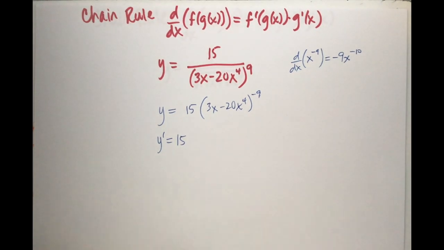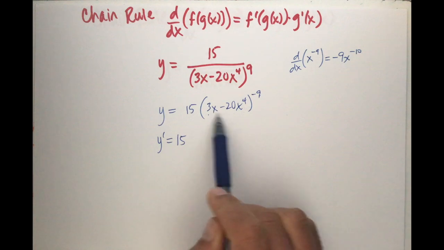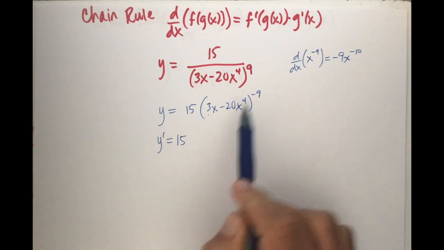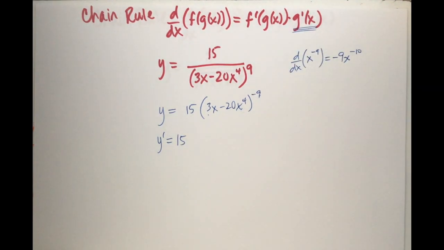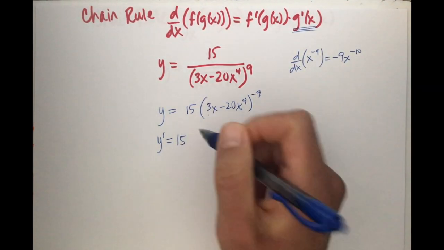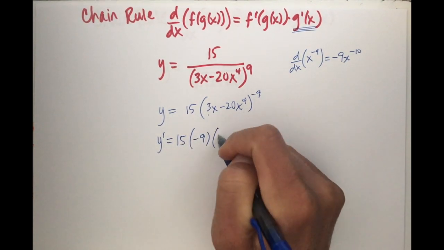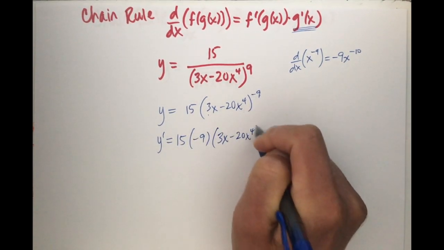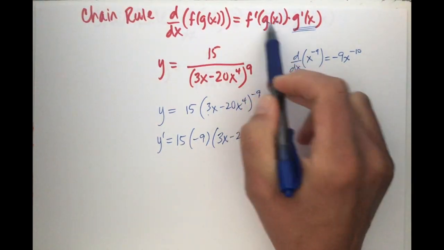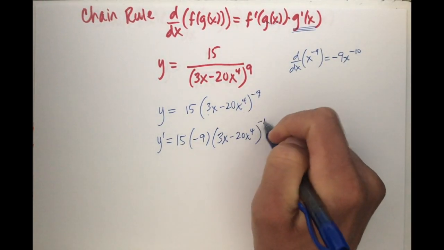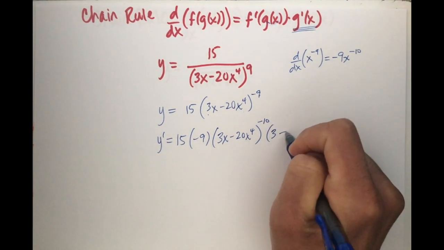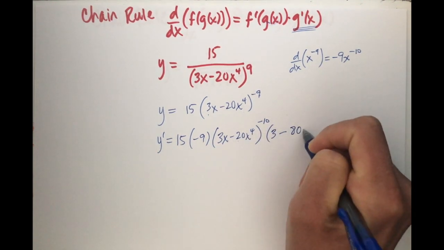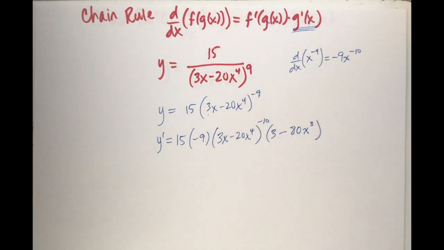But since this is a composite of functions, I just don't have an x here. I've got some sort of function inside of a function. I'm going to apply the chain rule and multiply by the derivative of what was inside. So negative 9 comes down, 3x minus 20x to the 4th. The g of x, the inside function, just kind of goes along for the ride as well, to the negative 10th power times the derivative of what's inside. 3 minus, the 4 comes down, 80x to the 3rd power. Chain rule.